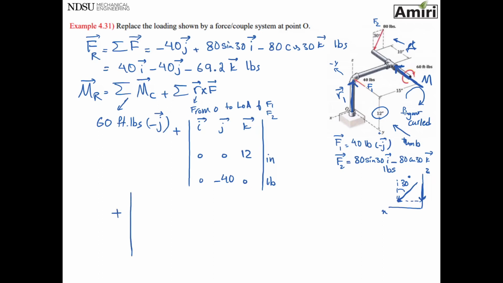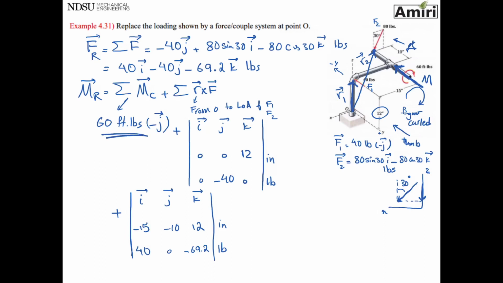The second one is going to be F2. From point O, position vector to line of action. Whatever you want to call that point, point A, point B. I just got to figure out how much I'm moving from point O. I'm moving, so let's put ijk here. It's a vector, I need the ijk. I'm moving minus 15 in x direction, minus 10 in y direction, plus 12 in z direction. I get inches. F2, I already have it. I have 40 I, 0J, minus 69.2 pounds. That's all I have.